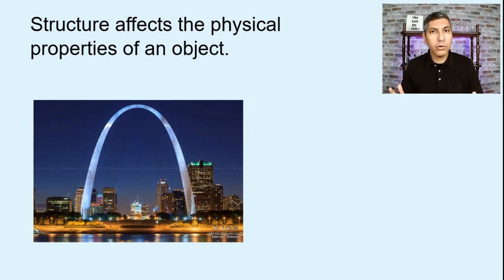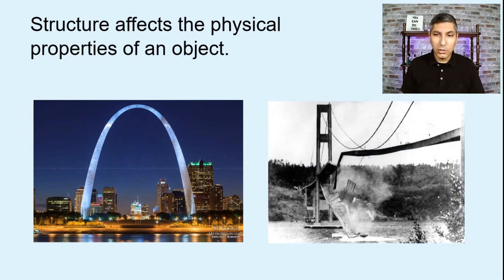There's something about that arch structure that allows it to be very strong and resistant to wind and other forces of nature like that. On the other hand, we know that the opposite can be true as well. For example, this bridge, the Tacoma Narrows Bridge, was built in 1940, and because of the way it was built, it really wasn't made to stand up to the severe winds that it was going to be exposed to. And as a result, just a few months after it was built, it actually collapsed, as you can see right here. So structure is a very important part of how an object is built.